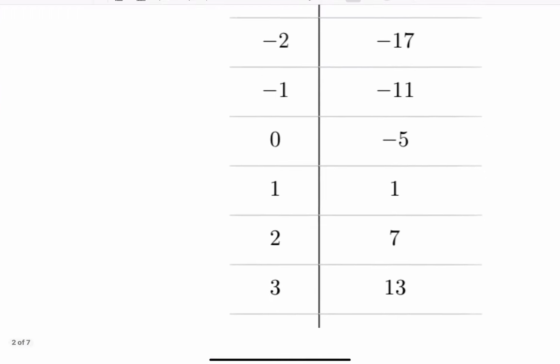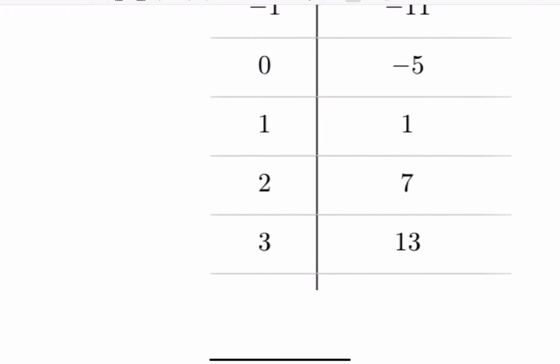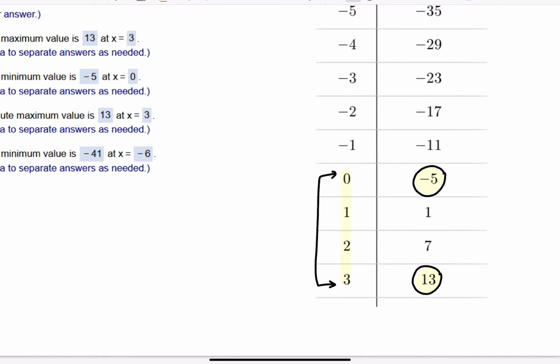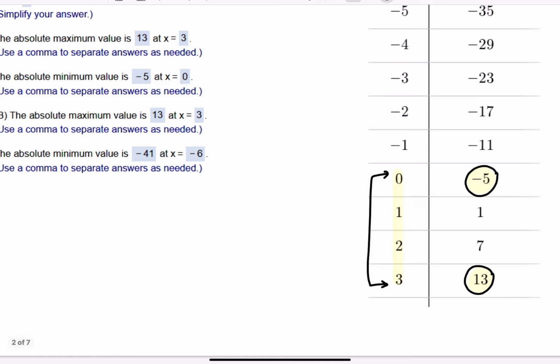What I've done here is I've taken these values, plugged them into the calculator, and here I have from 0 to 3. As you can see, 0 is my absolute minimum and 3 is my absolute maximum. Keep in mind, I'm only looking in this interval. Here is my minimum value, here is my maximum value. And that does match. The maximum value is 13. Where do I have 13? At 3. I have the minimum value of negative 5. And where do I have that?